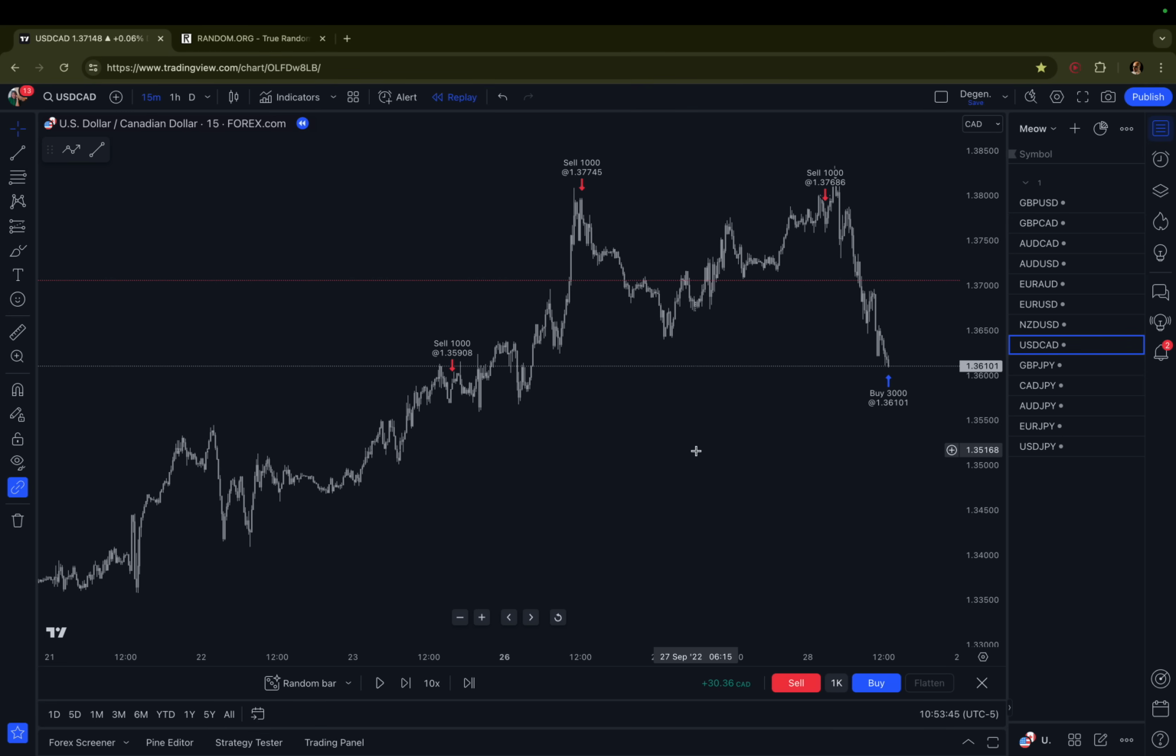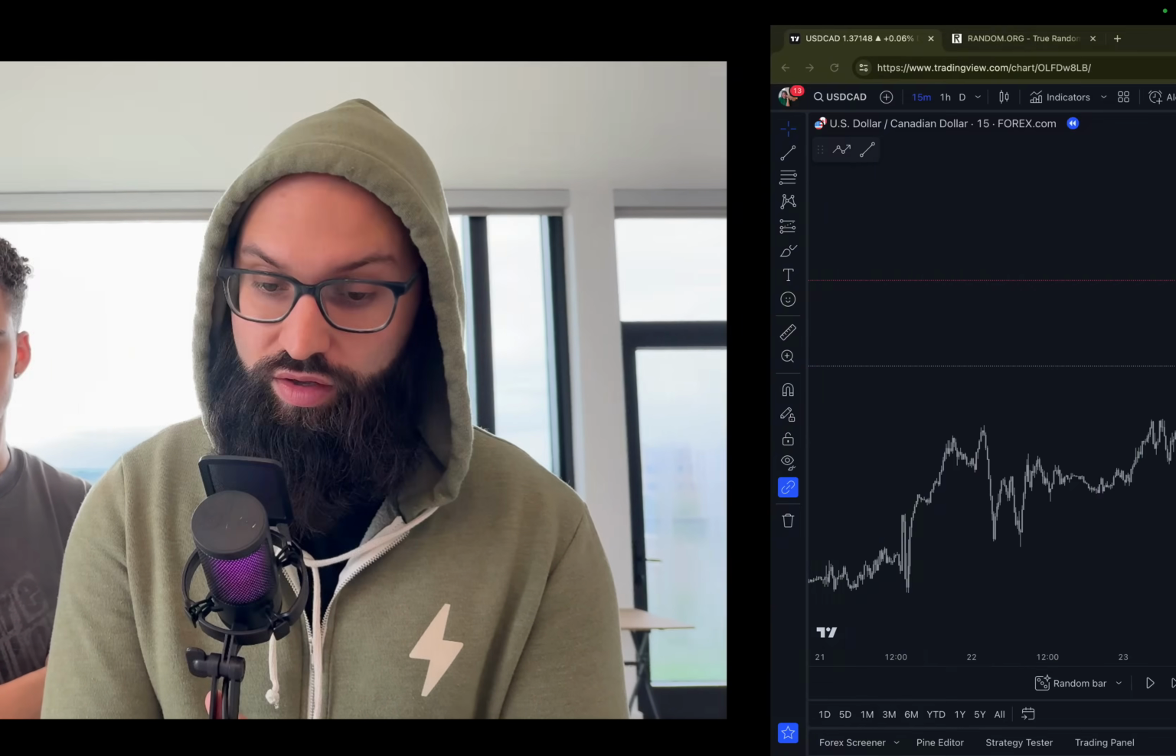The max drawdown at the whole period of time whenever this trade was open was about 30 Canadian dollars, which on a $1,000 account is not that big of a deal. And we made 30 CAD.